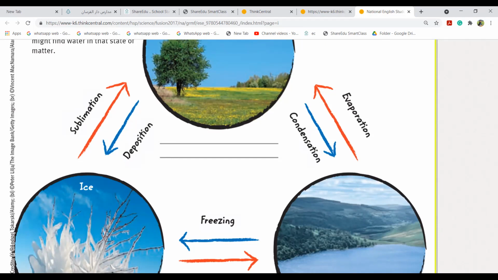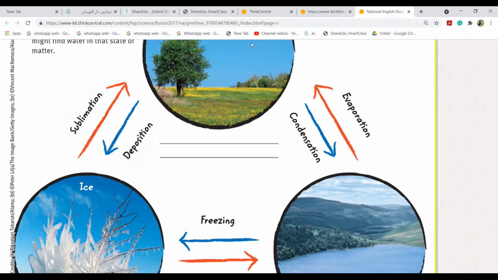It's when a solid becomes a gas directly, yes. When a solid directly becomes a gas, or a gas turns to solid directly without turning to liquid. This is actually sublimation. Very good.